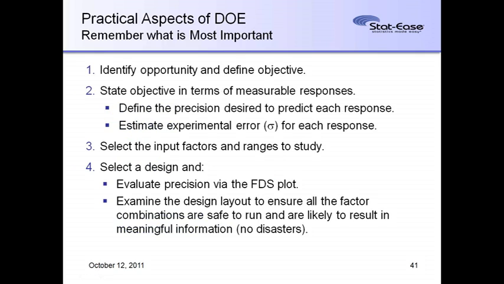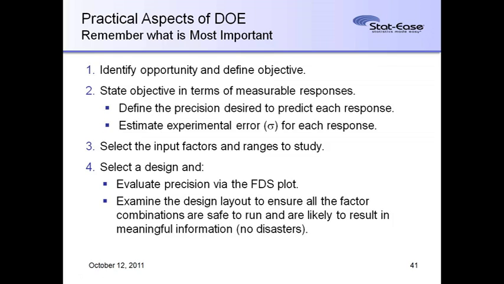So what's really important to remember is you have to think about identifying what the opportunity is, define your objective, and just saying you want to improve something is not an objective. You have to actually state the objective in terms of the responses you're going to be measuring. For each one of those responses, you have to think about how precisely do I need to predict this, and define the half-width of that confidence interval, say D. So I want to know the mean value plus or minus some amount. And that D, that plus or minus amount, is the half-width of your confidence interval. Estimate experimental error. With those, then you can calculate the fraction of design space that's precise enough. You then select input factors and ranges to study. Select the design. Evaluate the precision with the FDS plot. Examine the design layout to ensure all the factor combinations are safe to run, are likely to result in meaningful information.